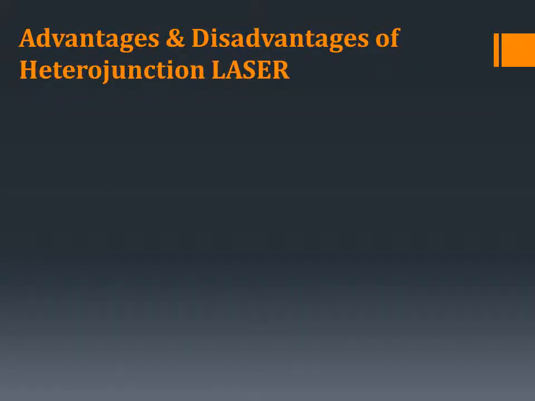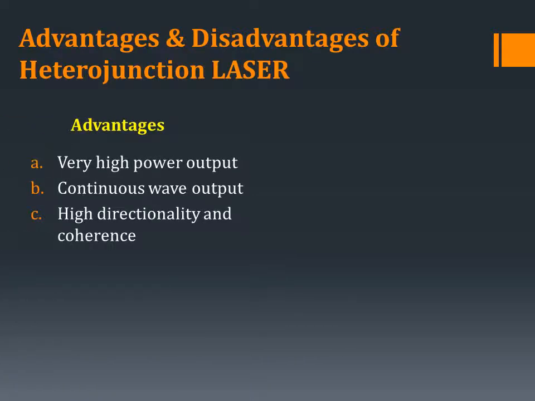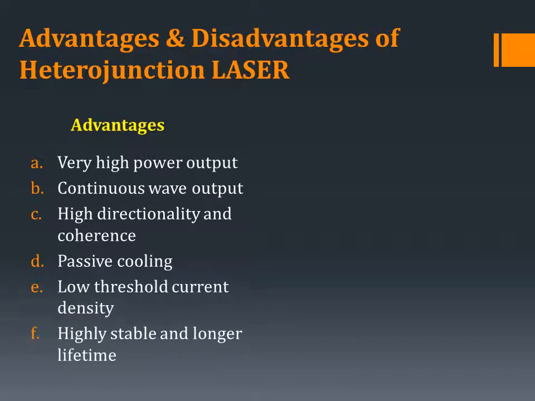Let us look at the advantages of a heterojunction laser. It has a very high power output, which is continuous. It has high directionality and coherence with a low threshold current density, and it's highly stable with a longer lifetime. The disadvantages are it has a higher cost than the homojunction laser, and growing different layers of varied thickness poses a practical difficulty.